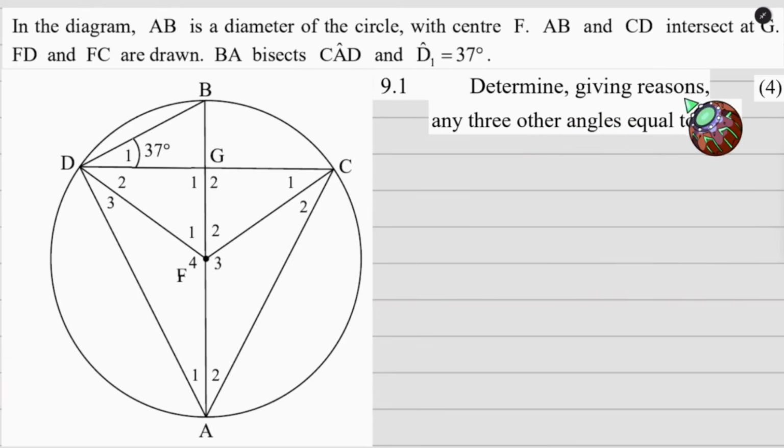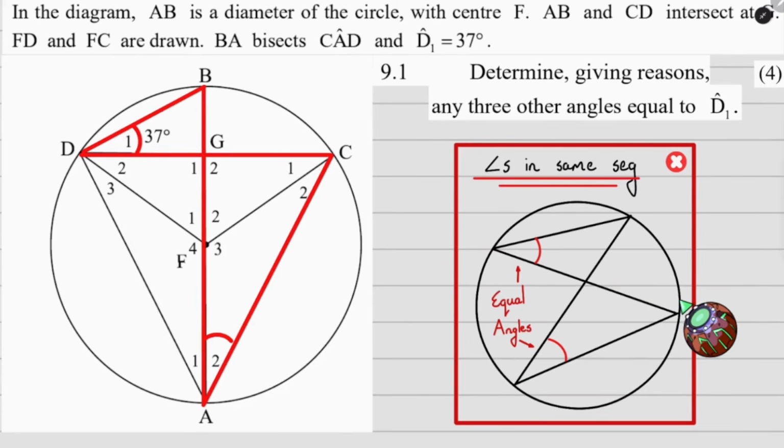Okay, we need to determine with reasons any 3 other angles equal to D1. D1 is 37 degrees and it's sitting over here, and I can see D1 is nested inside a bow tie, my friend. And the theorem that is known for the bow tie is angles in the same segment. So we've discovered our first other angle equal to D1. It's A2. A2 will also be 37 for this reason, angles in the same seg.